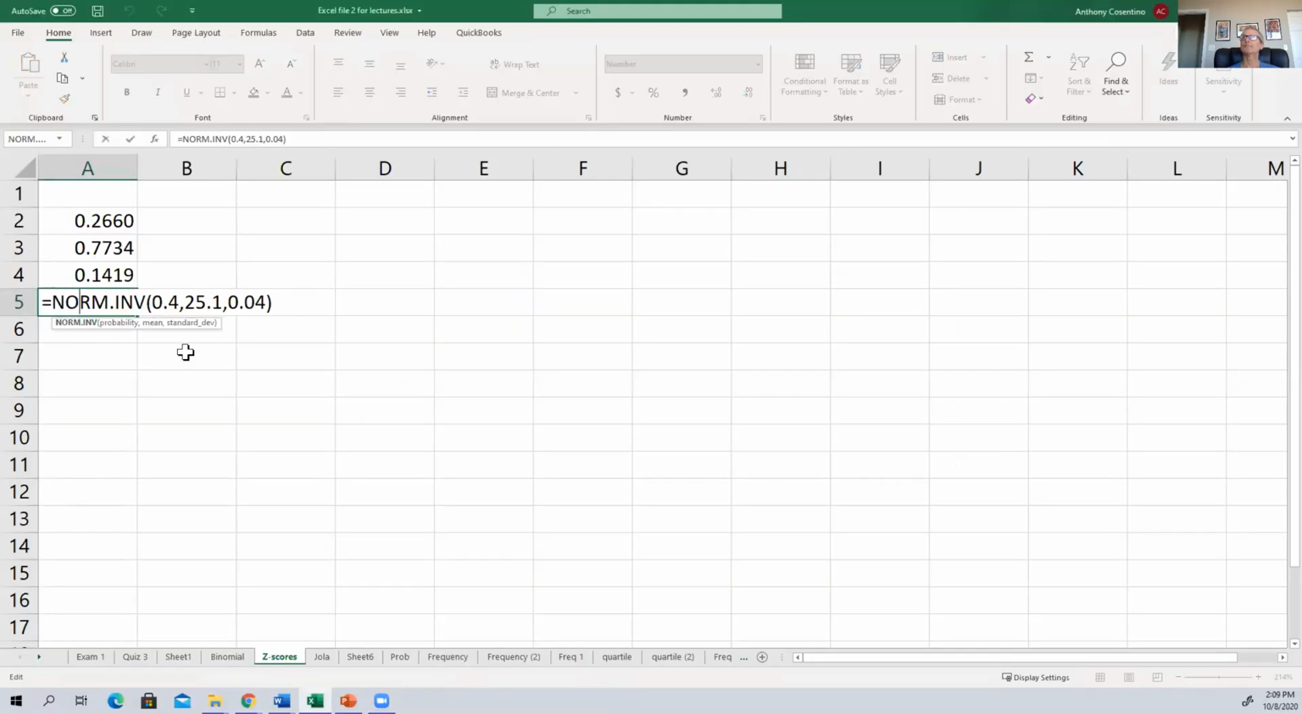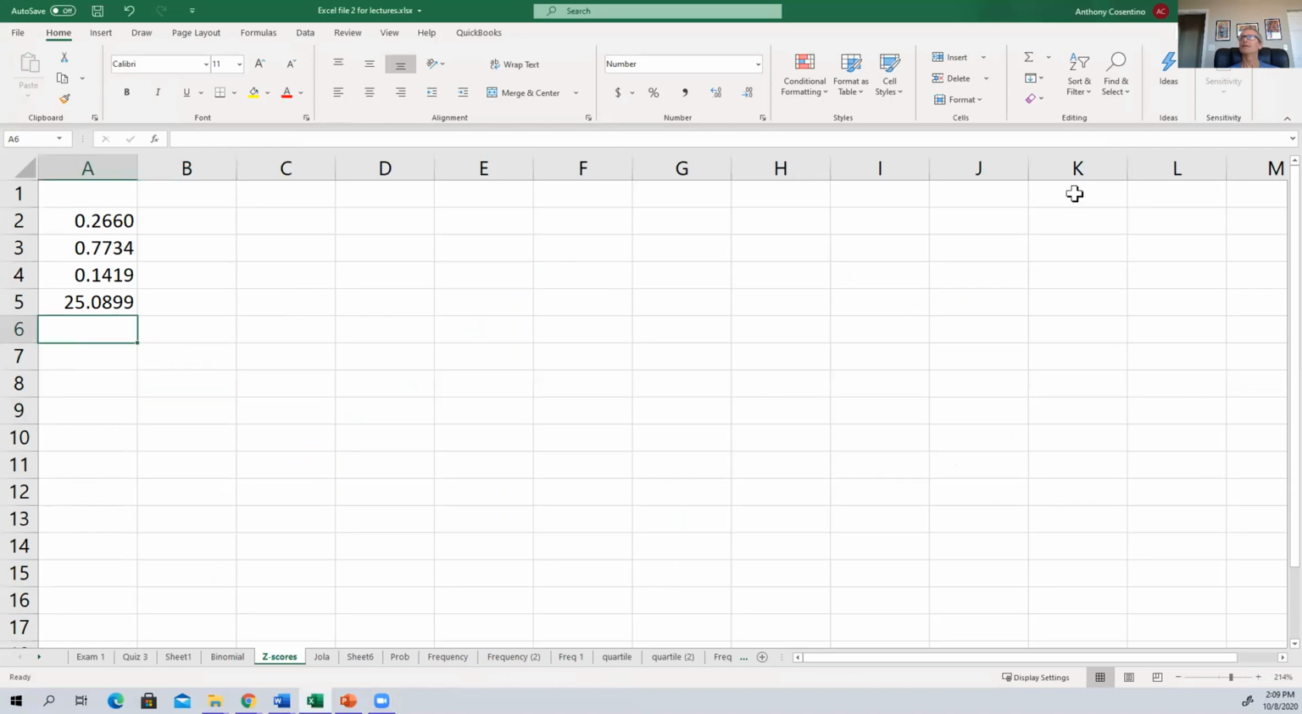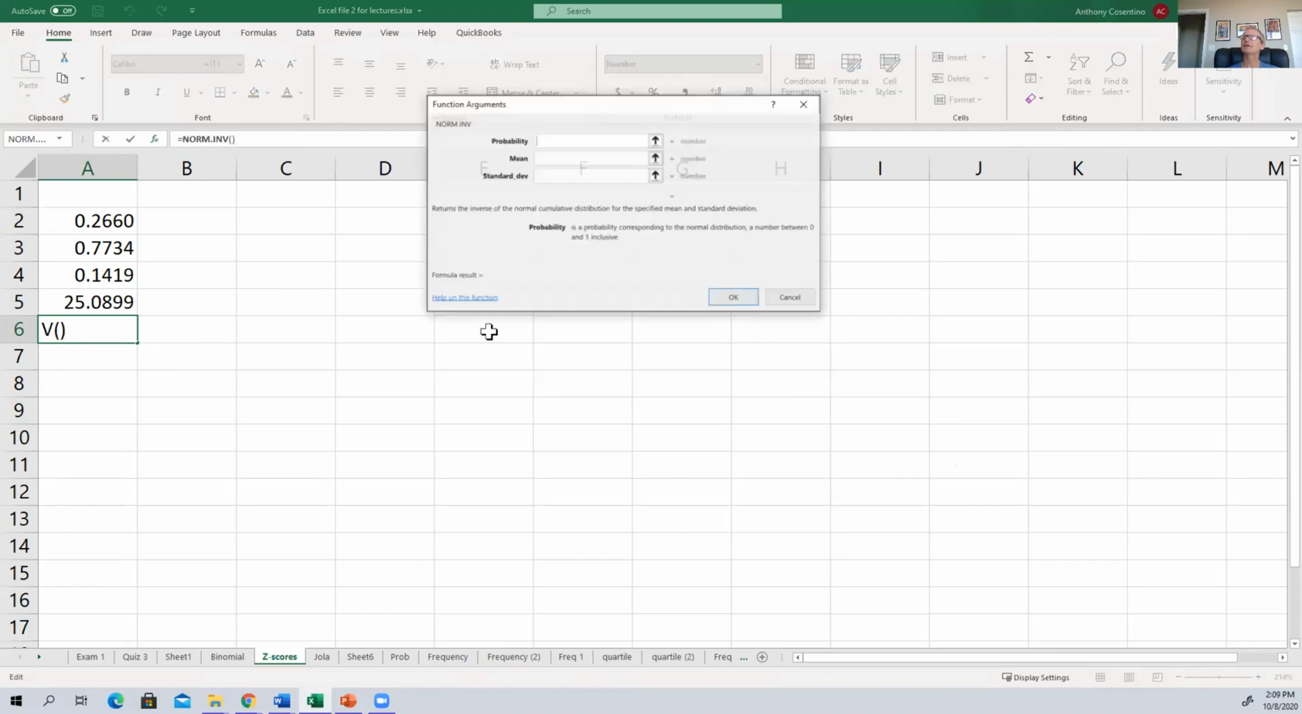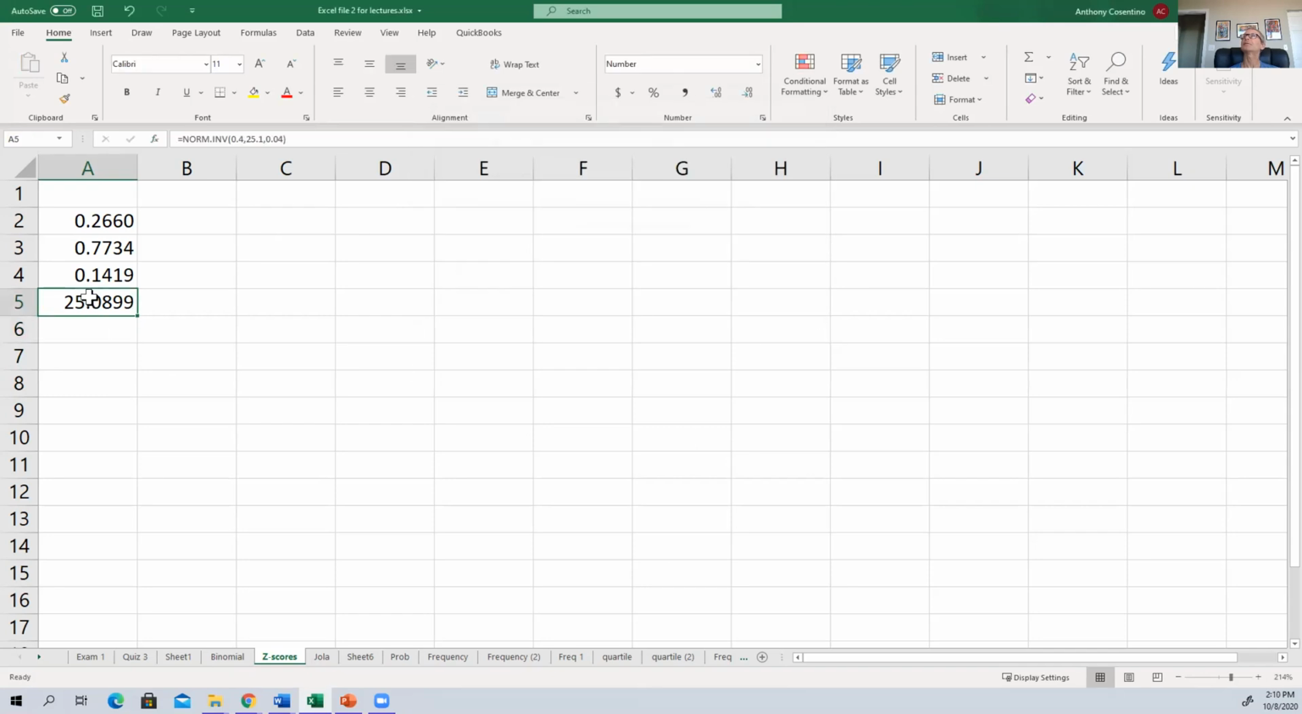we would pull up and get into a different cell. And we put more functions, norm.inv. And then here we put 0.75. A mean of, what was the mean? I forget. Hold on. Let's see what the mean is. 25.1.